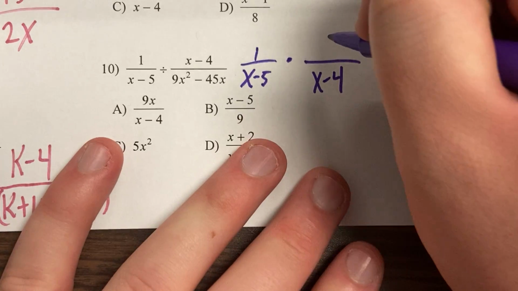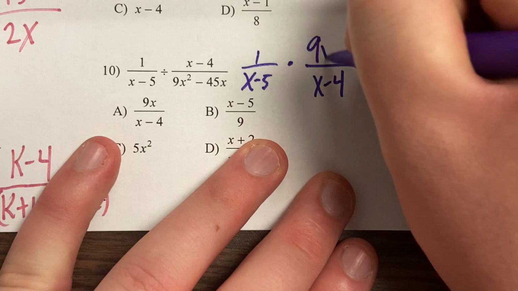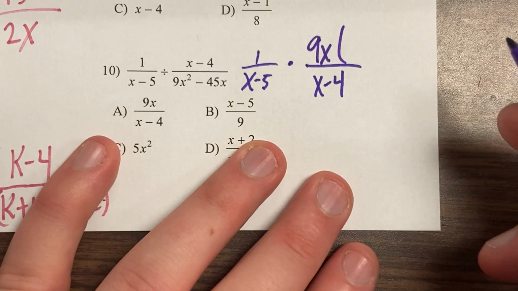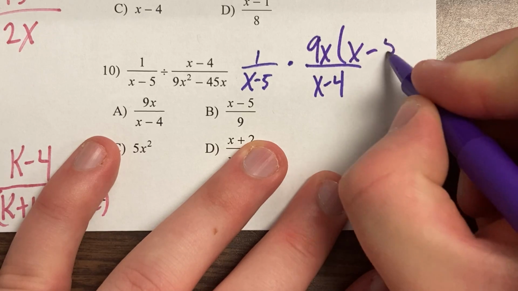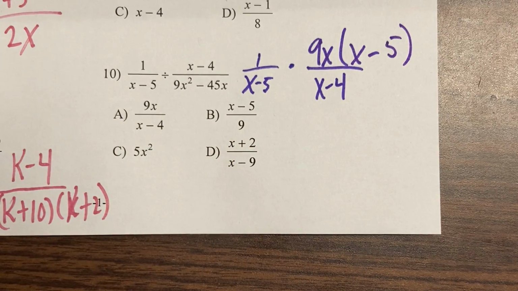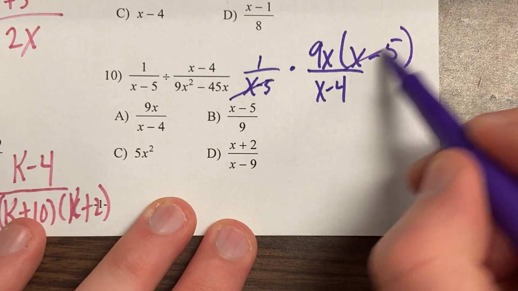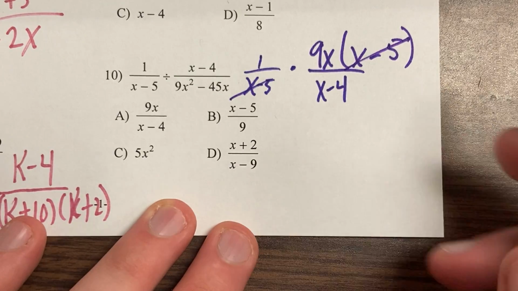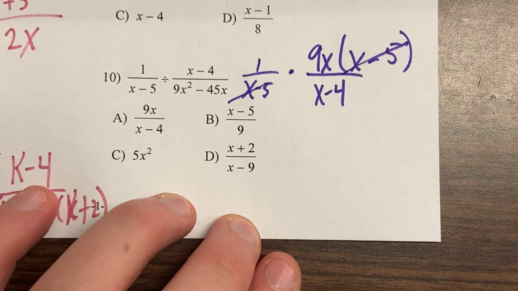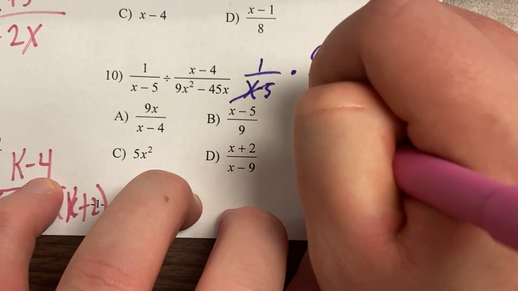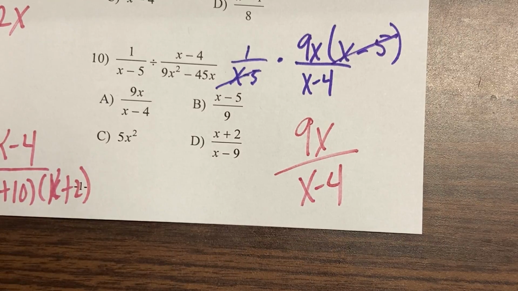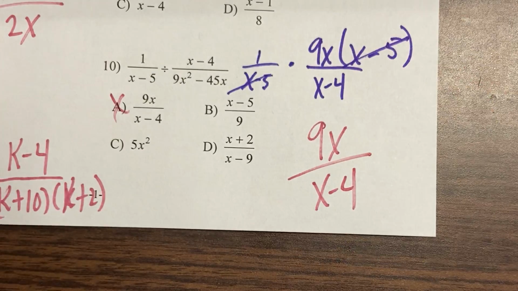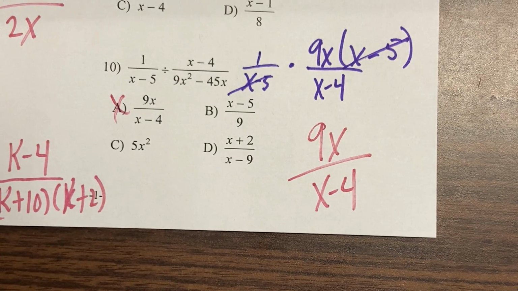All right, so I'm going to factor this, what was a denominator, into the numerator. The GCF of those guys, it looks like it's going to be a 9x. So when I pull out the 9x, I'm left with an x. 9 times 5 is 45. All right, then we're going to look to cancel. I've got an x minus 5 and an x minus 5. 1 times 9x. It's just going to leave me with 9x over x minus 4. And it looks like my answer there is going to be an A.